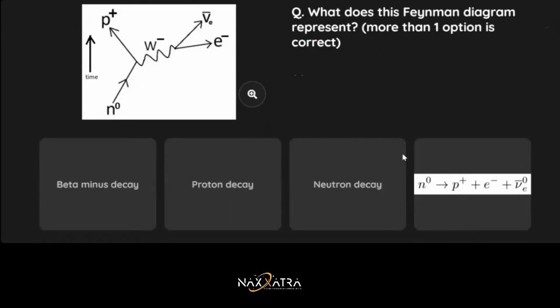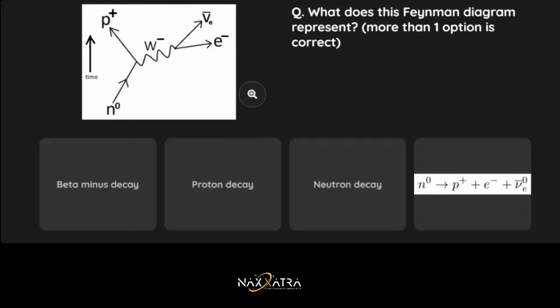The reason is, in this Feynman diagram, we can see a neutron, according to the direction of time, becoming a proton, and with the interaction of W minus, it is becoming an electron antineutrino and an electron. So that is nothing but the fourth option. It is also neutron decay, because the neutron is changing into these particles.